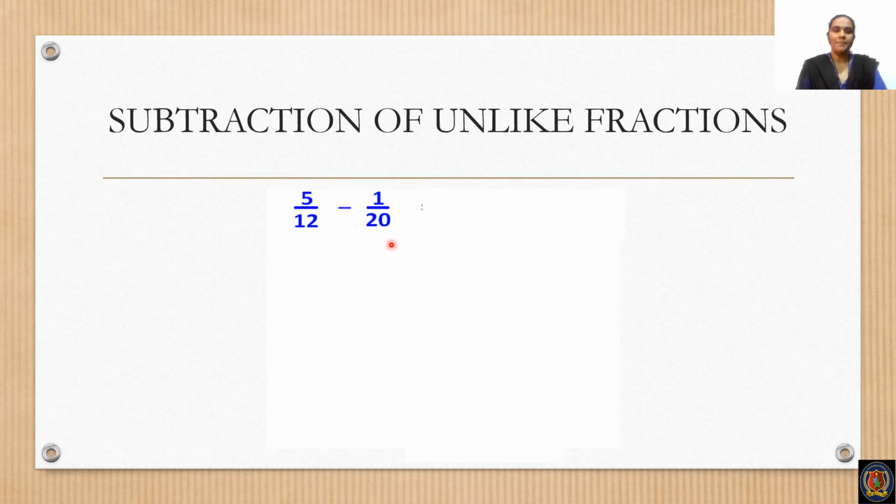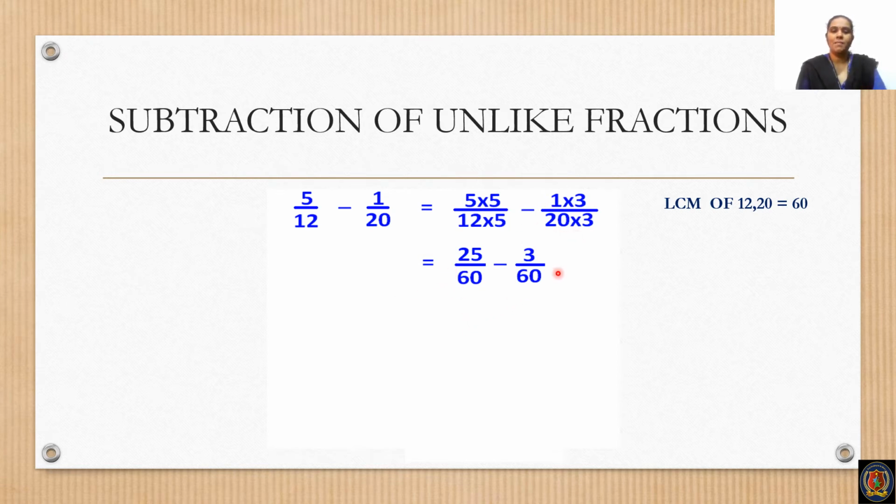So how do we make the denominators the same? First we need to find the LCM and find the equivalent fractions with a common denominator. Let us see what is the LCM of 12 and 20. It is 60. The LCM of 12 and 20 is 60. So for 5 by 12 we multiply by 5 and 5 in the numerator and denominator, because 12 into 5 is 60. And for minus 1 by 20 we multiply by 3 and 3 in the numerator and denominator, because 20 into 3 is 60. We get 25 by 60 minus 3 by 60.